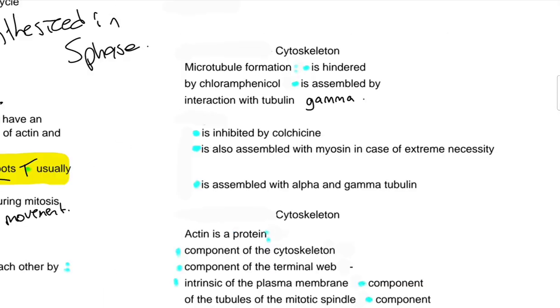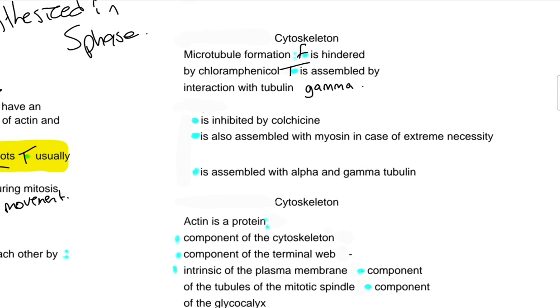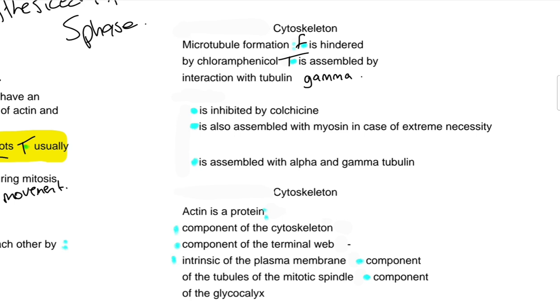Microtubule formation is hindered by chloramphenicol. This is obviously wrong. Is assembled by interaction with gamma tubulins. This is correct. Okay, because microtubule is mainly made up of gamma tubulins, is inhibited by colchicine, correct. Is also assembled with myosin in case of extreme necessity, wrong. Is assembled with alpha and gamma tubulin, wrong.